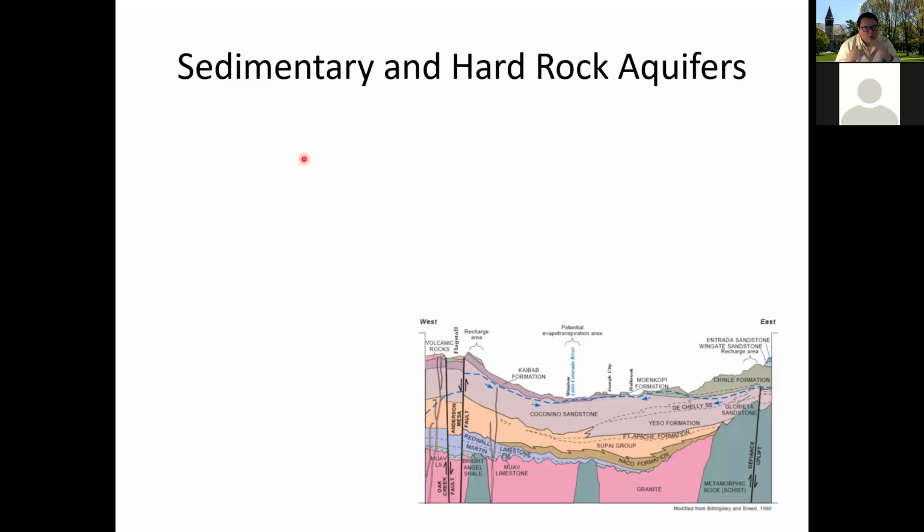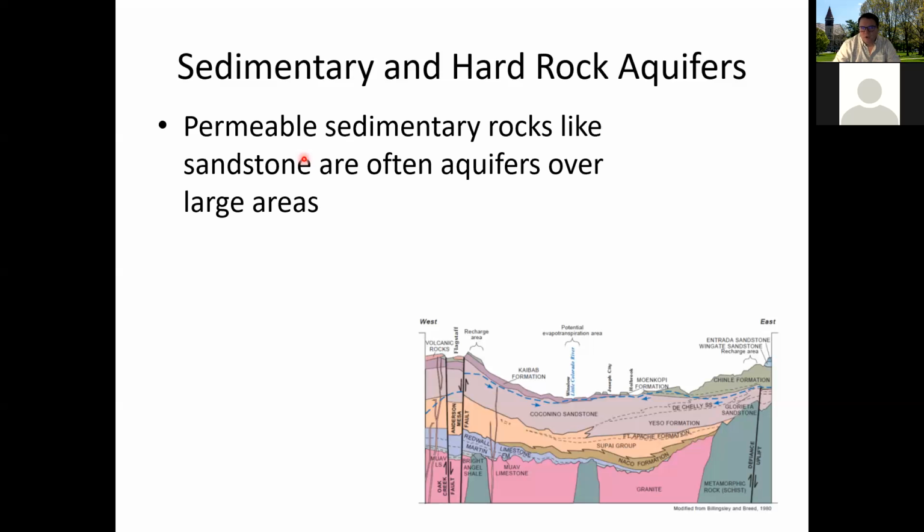And then over time, those rocks are buried deeply enough to be lithified. So what we're looking at in these sedimentary and hard rock aquifers is the fact that the permeable sedimentary rocks have enough space stored in them. So that's the porosity, and that space is connected enough, i.e. the permeability, that the sandstones, or even some carbonates, but typically sandstones, will allow water to flow through them.